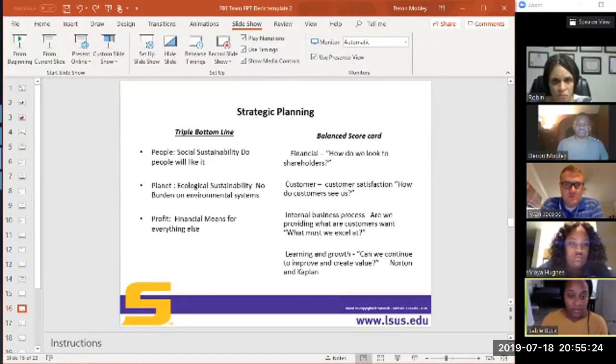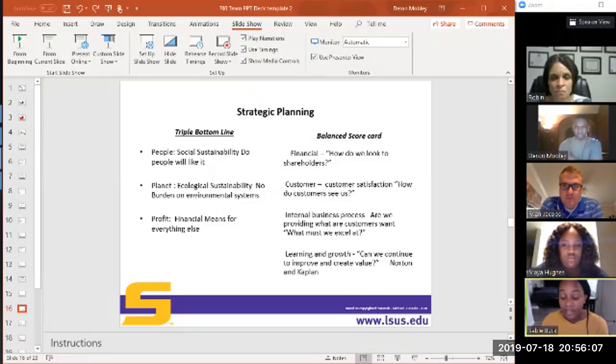So there are two types of strategic planning: the triple bottom line and the balanced scorecard. The triple bottom line, I feel, focuses more on the entrepreneur aspect. It looks at people, the planet, and profit, so it has a holistic approach. Basically, if you can sustain socially and ecologically, then profit will come. Versus the balanced scorecard, which focuses on finances, customers, internal business processes, and learning and growth.